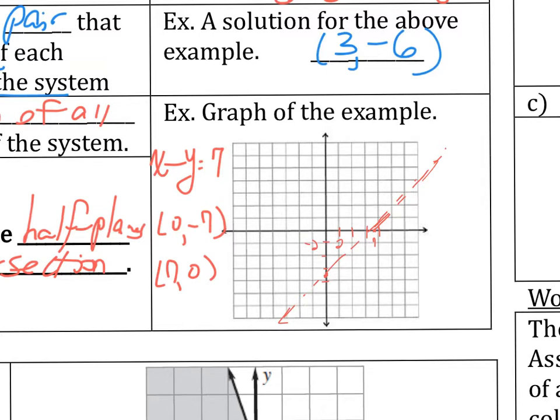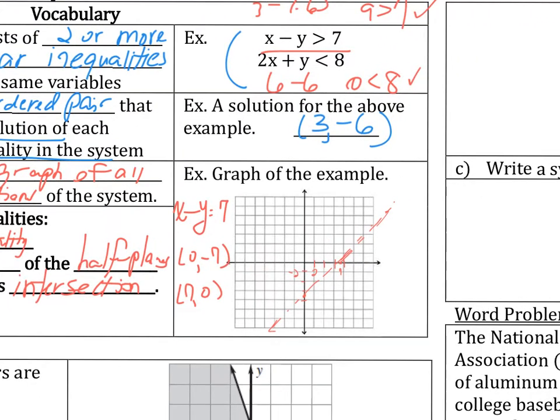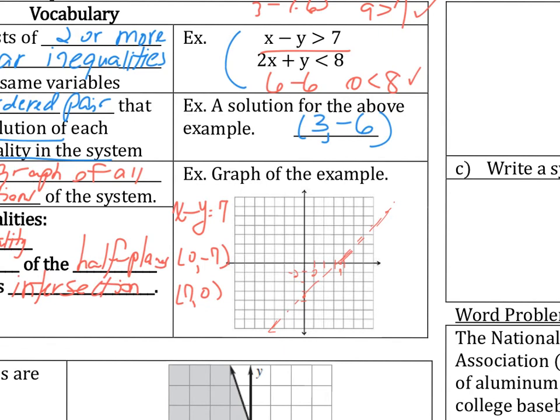Okay, and then I'm going to have to shade, so I use the (0, 0) test. 0 minus 0 is not greater than 7, so this graph does not include (0, 0) as a solution, so I need to shade this way, the other way.